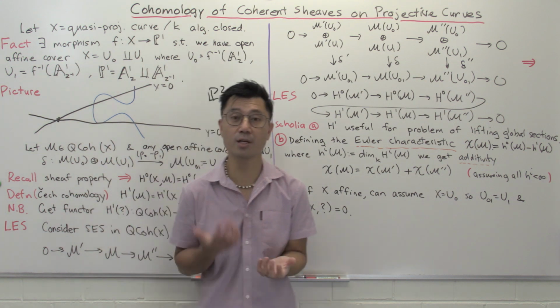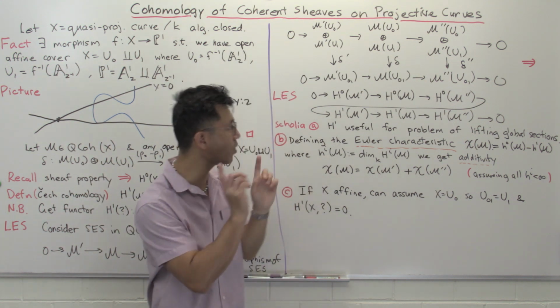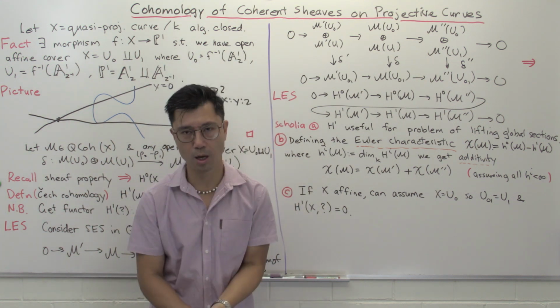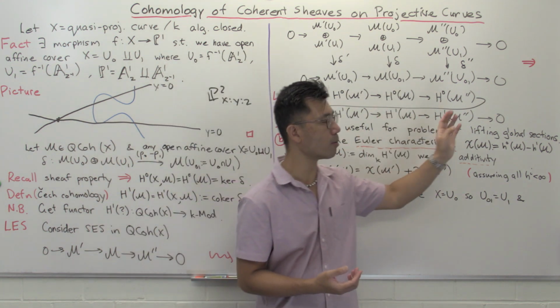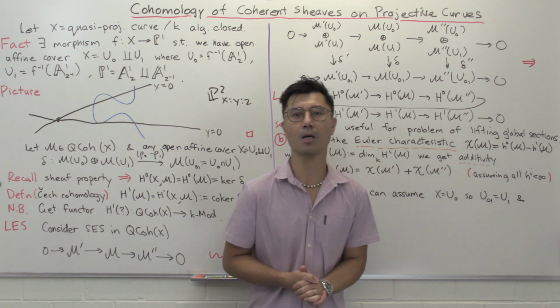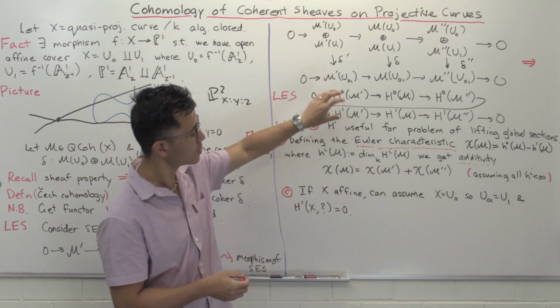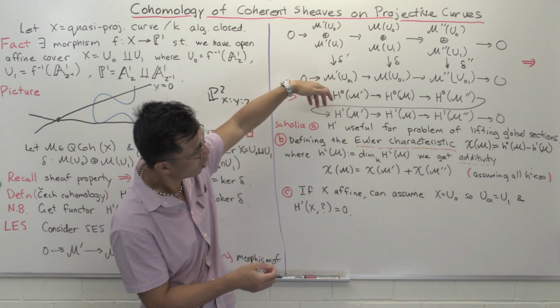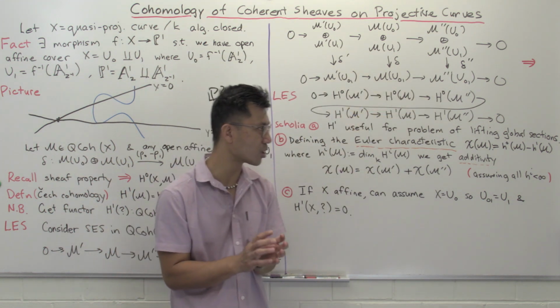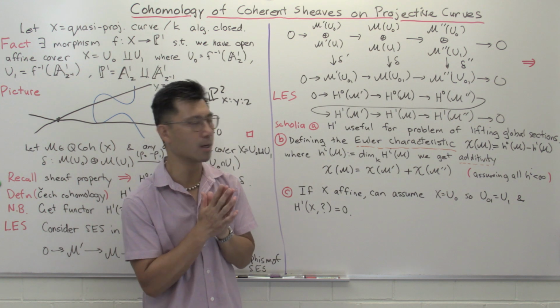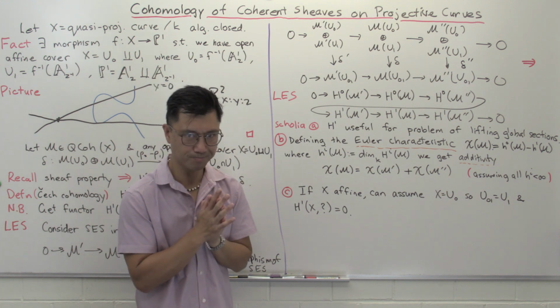And in general, trying to understand H1. Okay, so the first thing is, why is this first Čech cohomology useful? This first cohomology H1 is useful in the problem of lifting global sections. Okay, so you may think, well, how much information can you get about that? Well, the typical approach that we're going to use is the following one, which is very, very important.